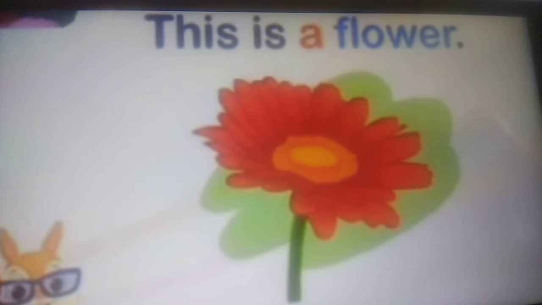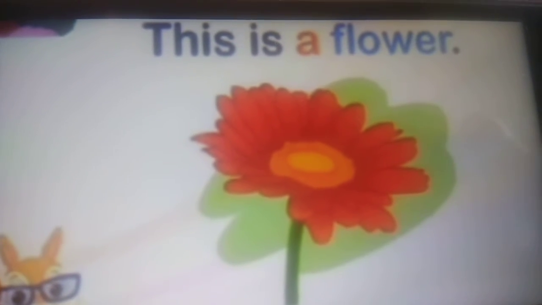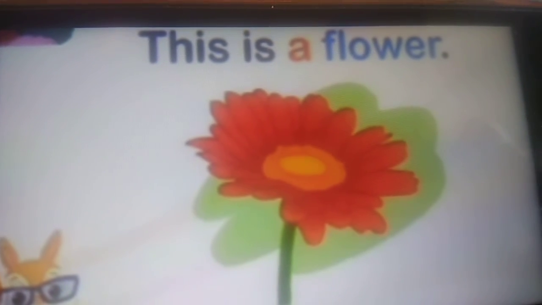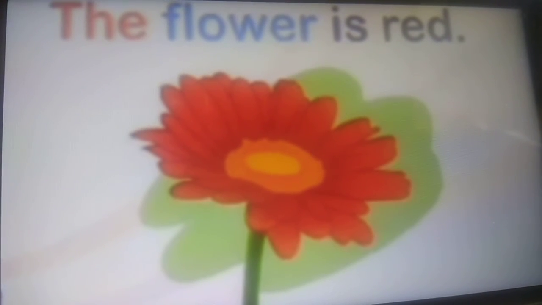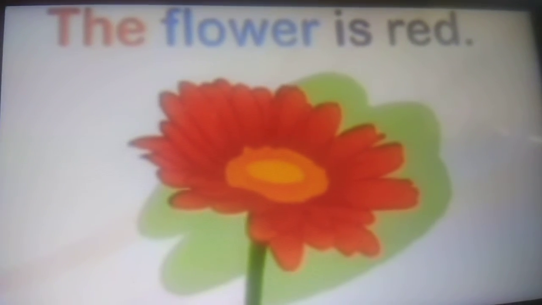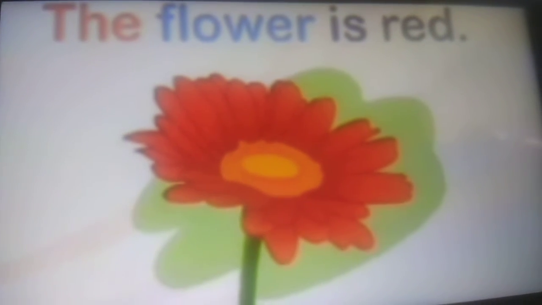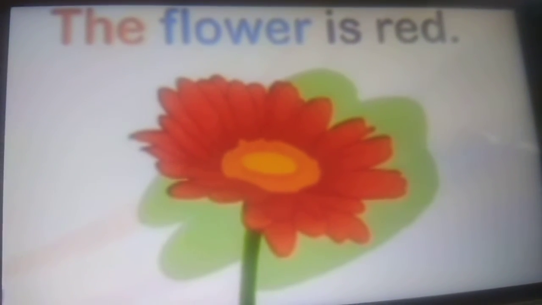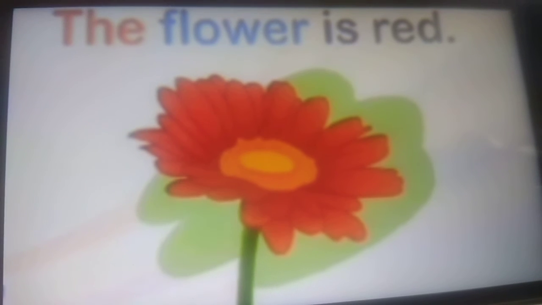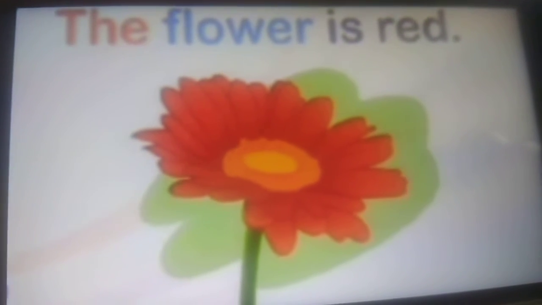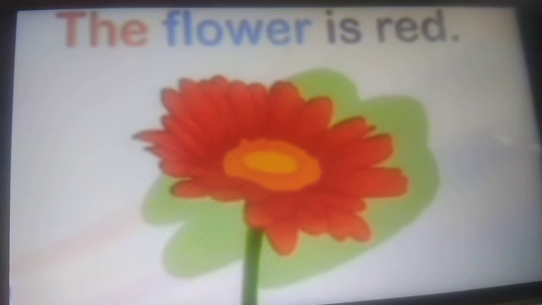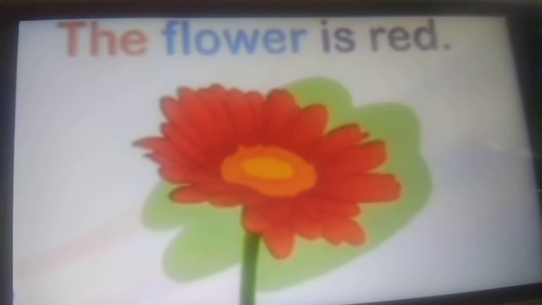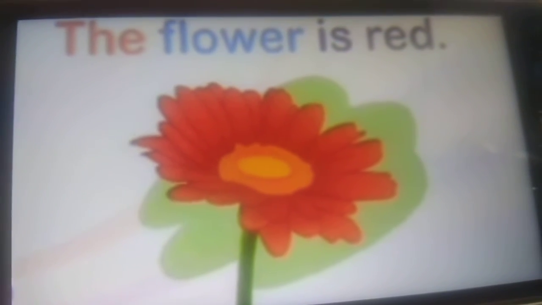See here, one more example. This is a flower. The flower is red. See children, here again we used flower. First sentence, this is a flower. The second time, the flower is red. That's why we use the.